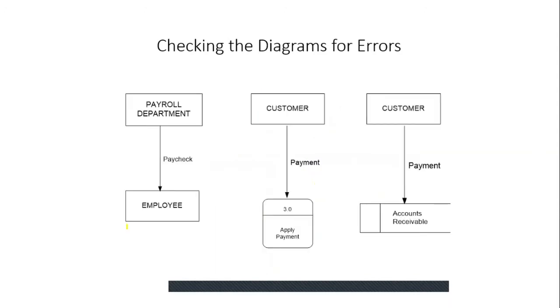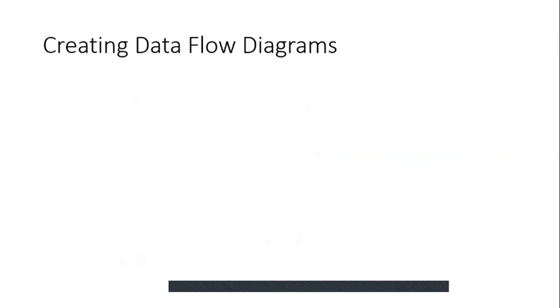This diagram is also wrong because in this diagram, one entity is connected with another entity. This diagram is also wrong because the customer or entity is connected with the process, but the process is receiving one data without producing any output data. This diagram is also wrong because the entity is connected directly with the data store, which is not possible in the data flow diagram.